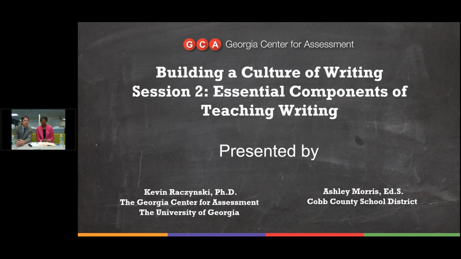Today is the second 6 through 12 session entitled Essential Components of Writing. In this session, participants will become familiar with instructional frameworks for teaching writing. They will also deepen their understanding of ways to integrate writing opportunities in response to students' engagement with text. So without further delay, let's build a culture of writing as Dr. Kevin Rachinsky and Ashley Morris share best practices for assessing writing.